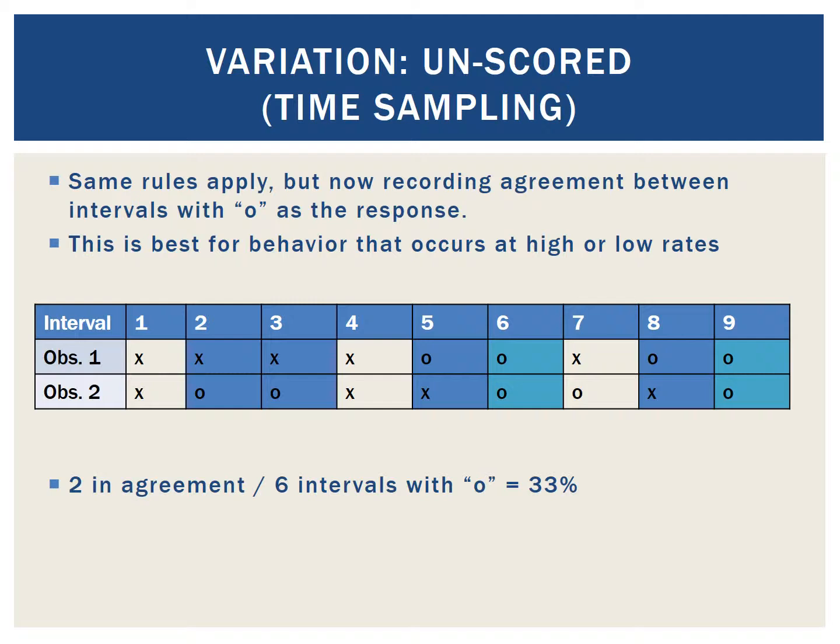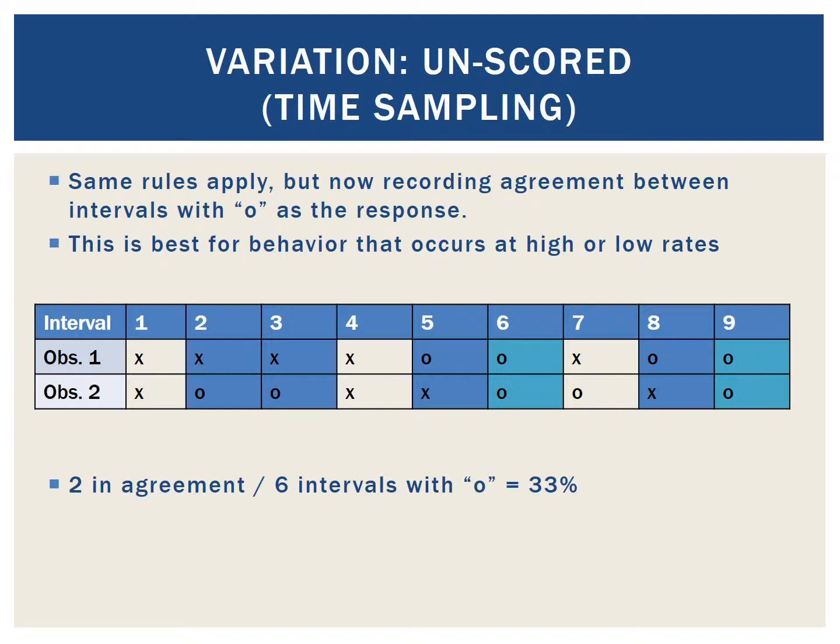So in this case, you're going to disregard, for purposes of IOA, intervals 1 and 4, and you're going to base your data on the remaining intervals. I'm sorry, 1, 4, and 9. I'm messing that up. I'm sorry. You're going to eliminate 1 and 4 because they both recorded occurrences. Sorry, I've been doing this for a while. So your IOA is going to be based on the intervals that are filled in color.